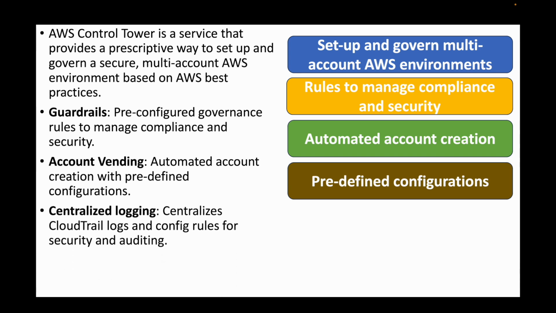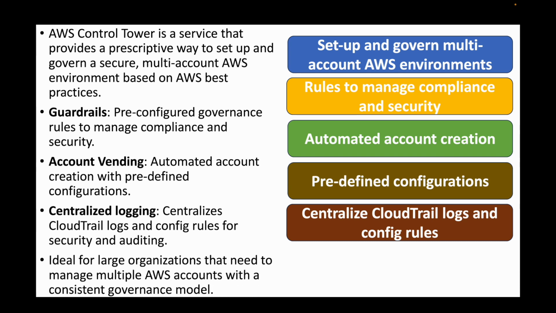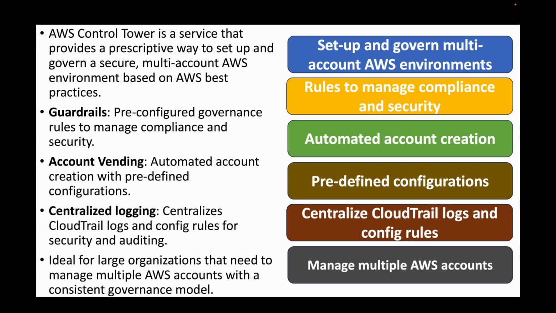And then you also get centralized logging. So it's a central hub where you can have your CloudTrail logs, config rules for scaling, security, and auditing. So these are ideal for large organizations that are using multiple AWS accounts and they want to have a central place to manage these multiple accounts. You can make use of your Control Tower for that.